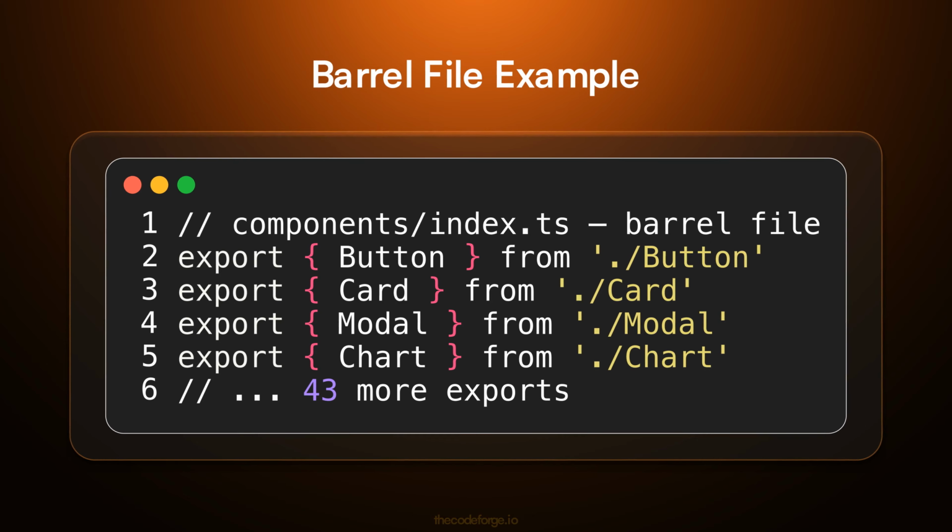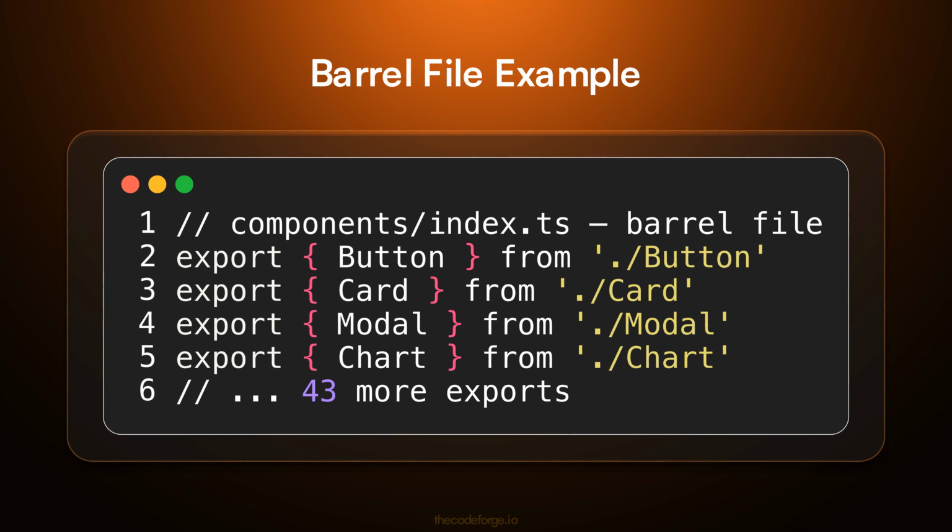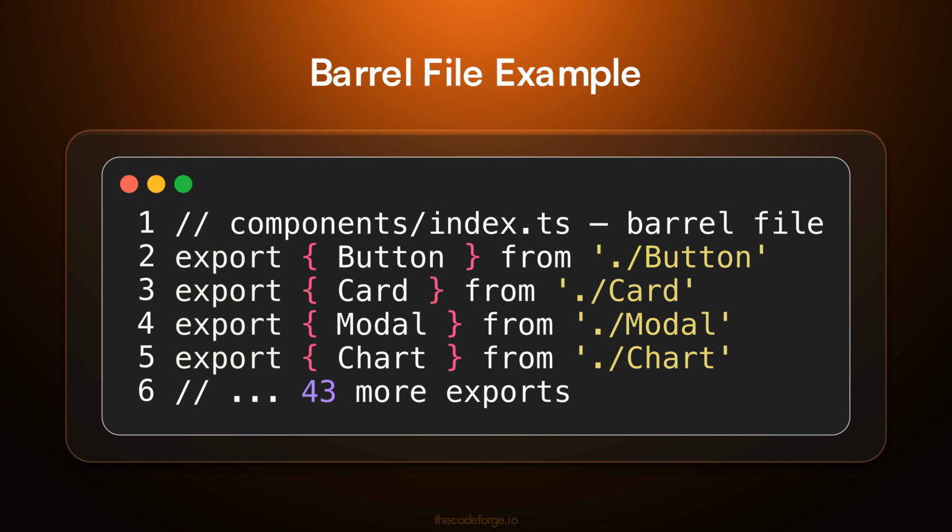A barrel file at components/index.ts that re-exports 47 components forces the bundler to trace all 47 files every time any component is imported. This single pattern can add 100-200 KB to your bundle.